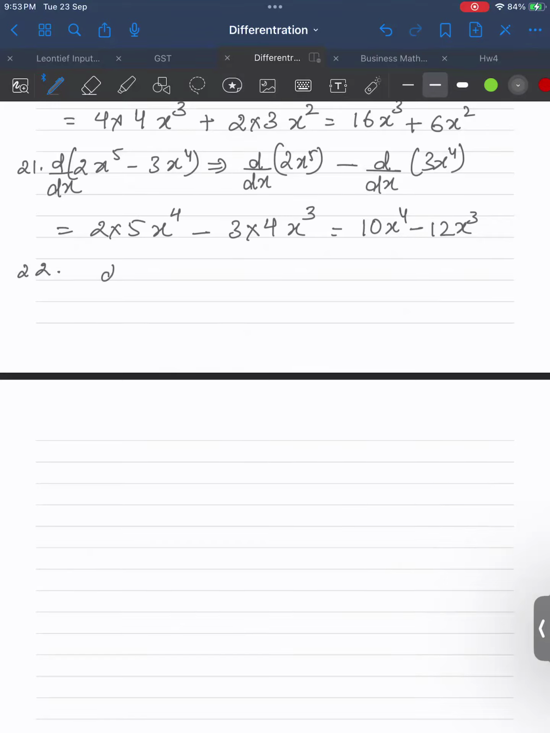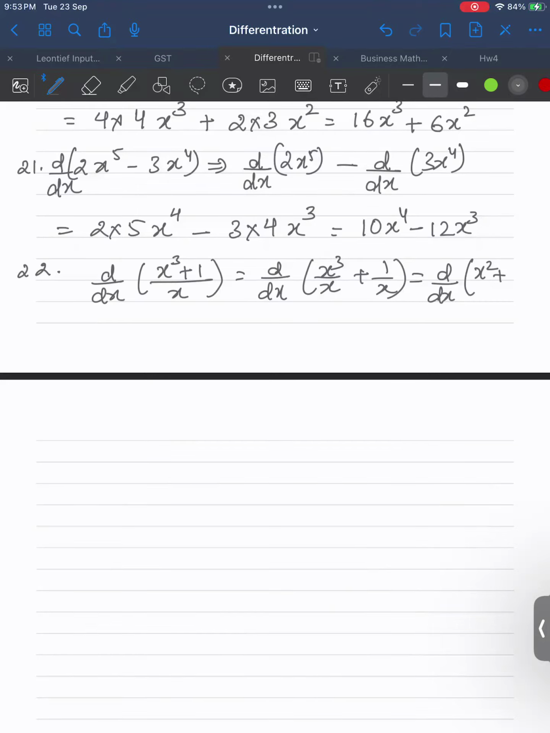Suppose you have to differentiate something like this: x cube plus 1, which is divided by x. Now it is in the division. First thing is, we should know the rule of the division. As of now, we don't know it. Then we can even solve it by the addition and subtraction rule, only by simplifying it. How? d by dx, x cube divided by x plus 1 upon x. Simple. d by dx, it will become x square plus 1 upon x.